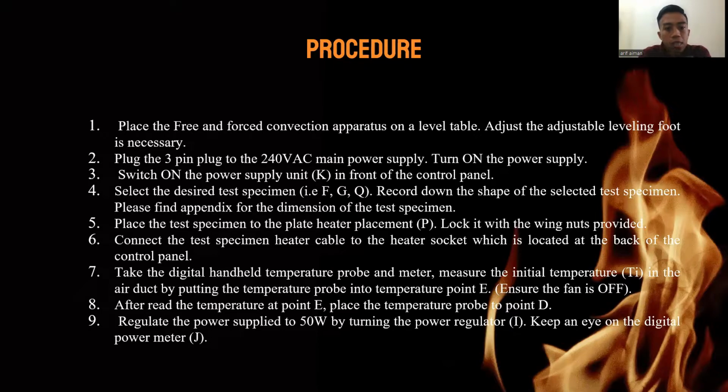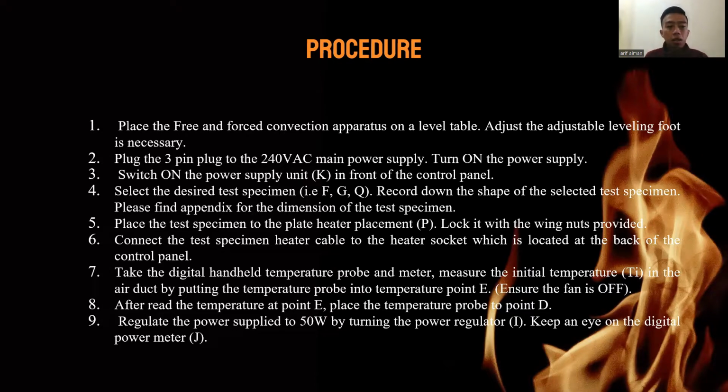Next, select the desired test specimen. Record down the specification of the selected test specimen. Please find the appendix for the definition of the test specimen. Number 5 is to place the test specimen on the plate heater placement and lock it with the wing nut provided. Connect the test specimen heater cable to the heater socket located at the back of the control panel. Number 7 is to take the digital handheld temperature probe and meter. Measure the initial temperature in the air duct by putting the temperature probe into temperature point E.